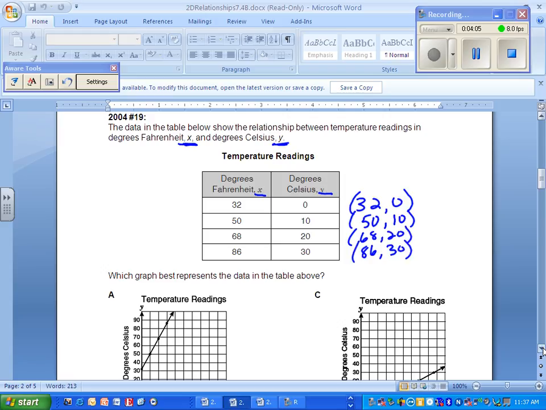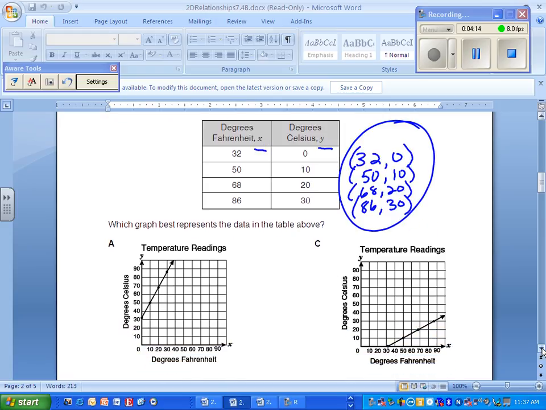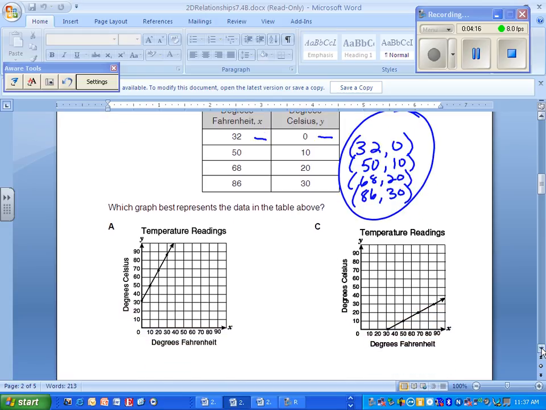So this is the graph that we're looking for, with these coordinates, these ordered pairs. All right, let's see what we've got here. See, 32, 0. So 32, 0, I should have a point right there, shouldn't I? This says that the degree Celsius is 32, so that's kind of backwards. So that's not going to be it.